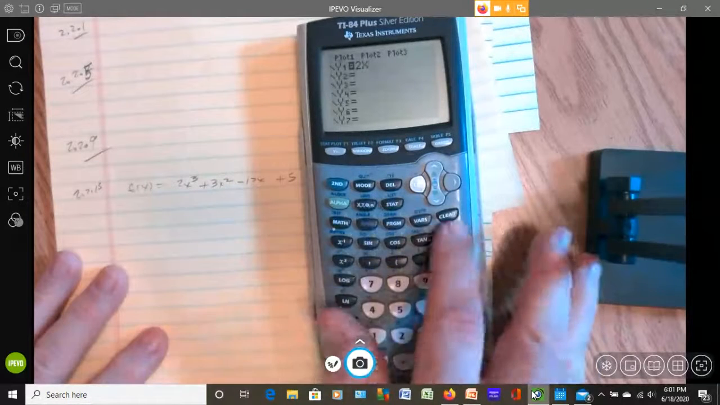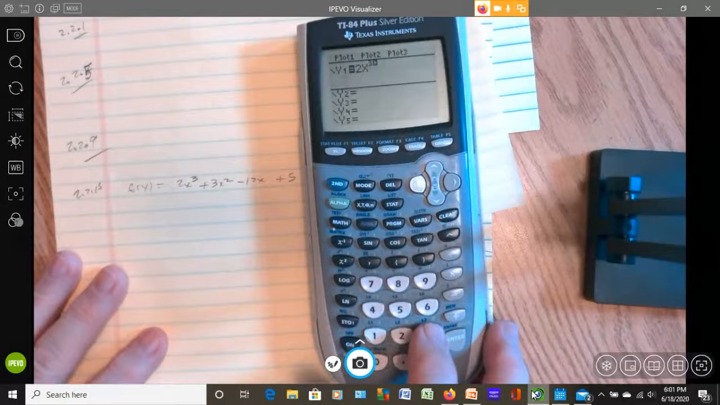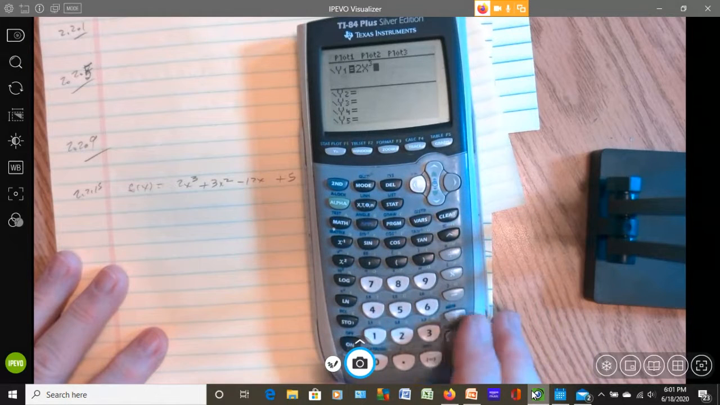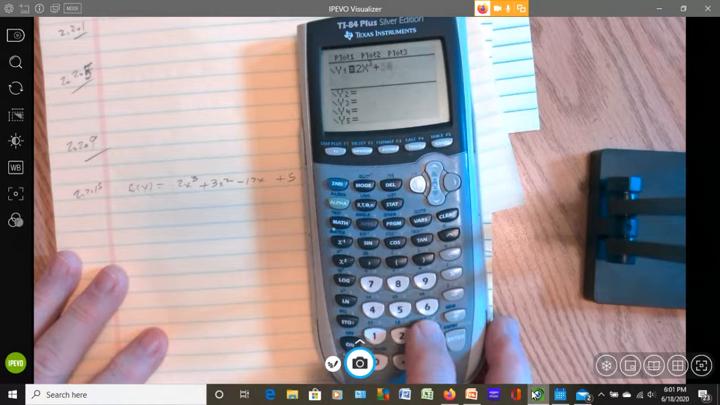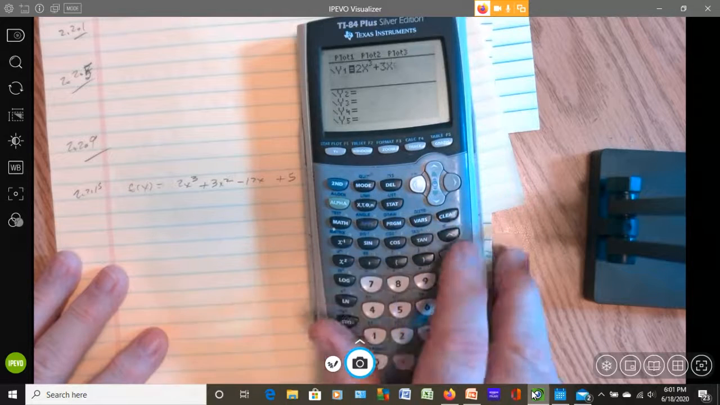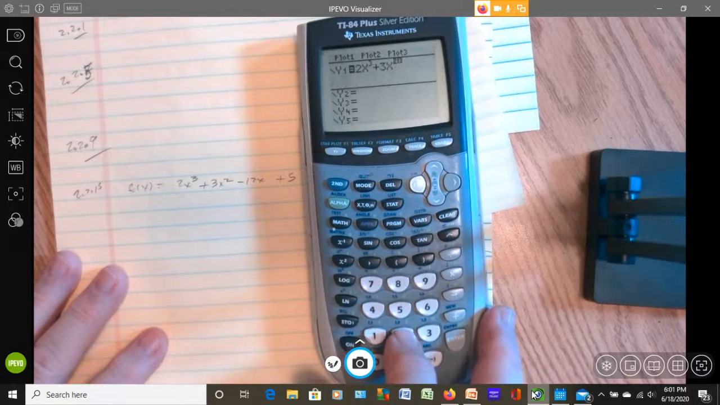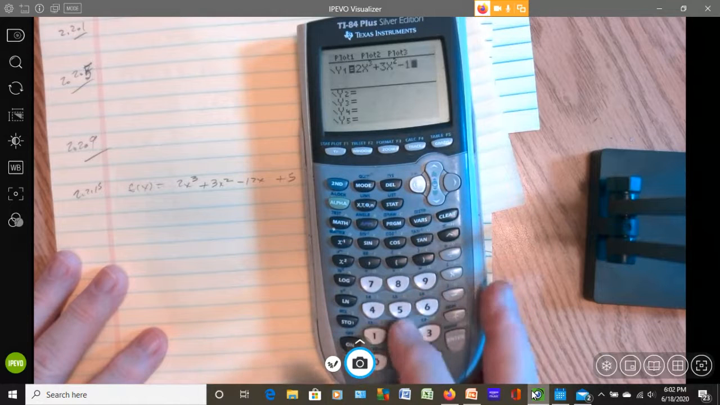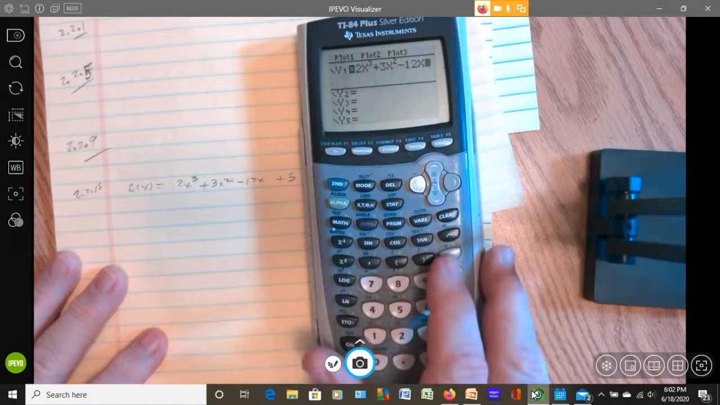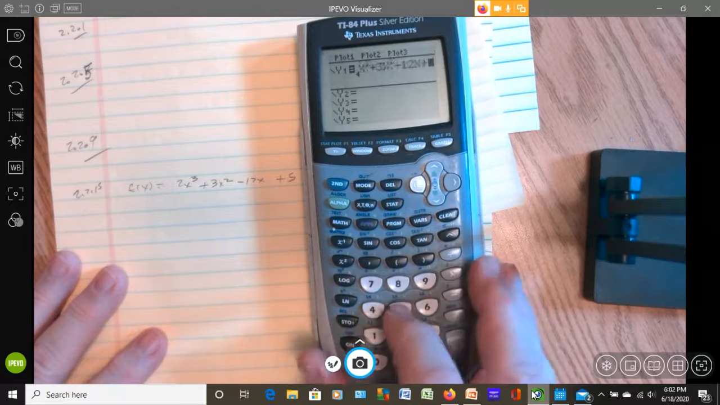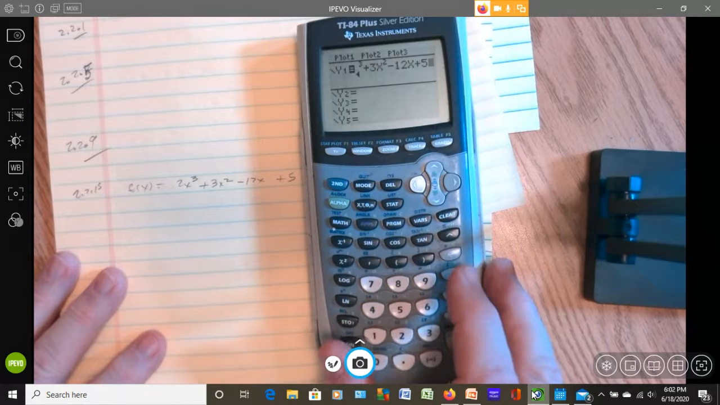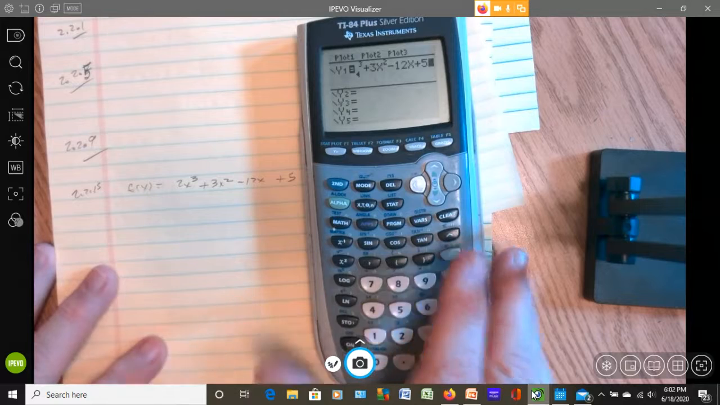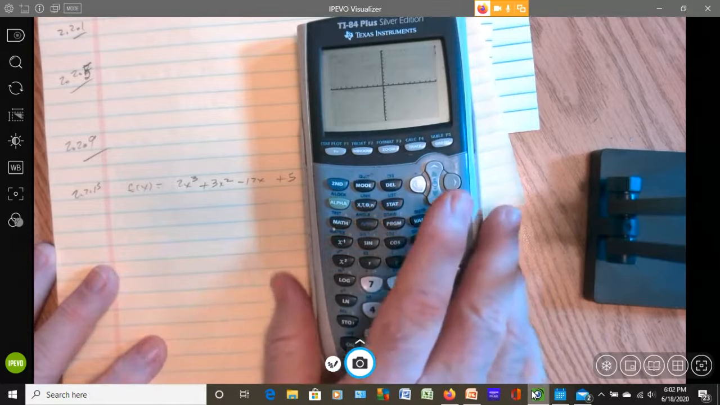So here I'm going to go 2x cubed, plus 3x, and there are other ways to put this in, but I'm just going to do it this way, minus 12x, plus 5. You ready? So do you have any thoughts about how this is going to look? Well, we already know how it's going to look.